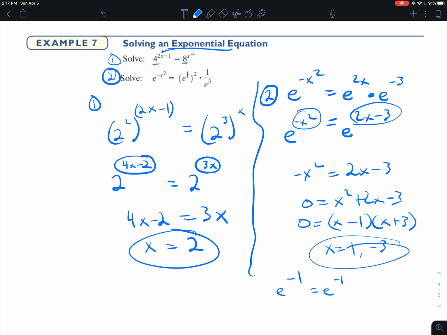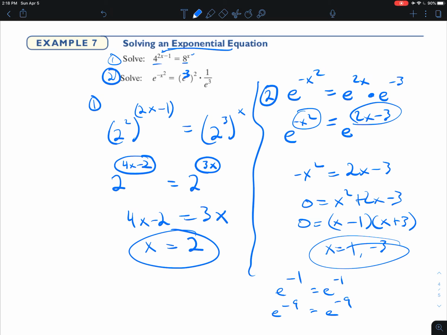Okay, that works. And then if I plug a negative 3 in, I get negative 3 squared, which is e to the negative 9 there on the left. And then if I plug a negative 3 in there, what is that? That's e to the 2 times negative 3, so negative 6, times e to the negative 3, which is e to the negative 9, and yeah, e to the negative 9 seems to work out as well.